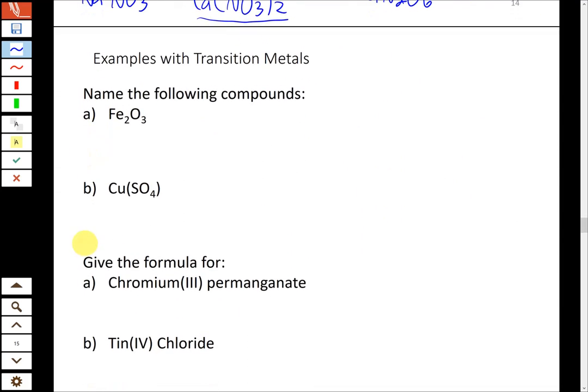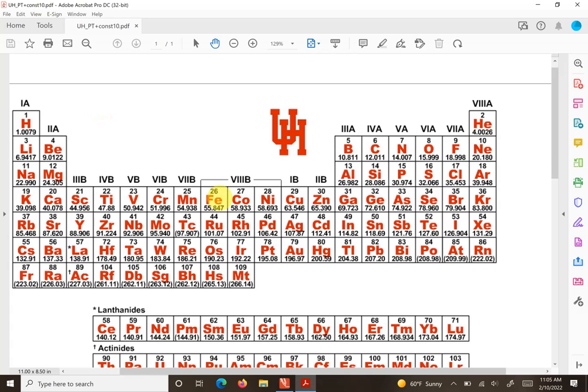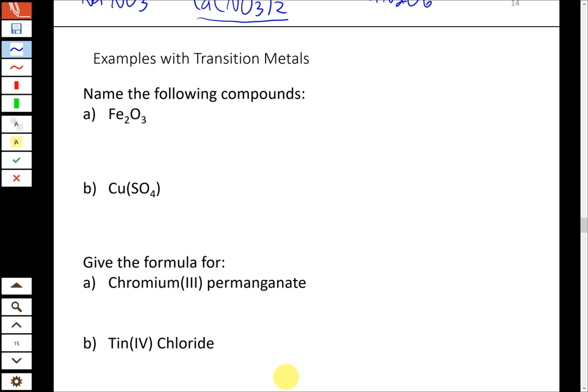Okay, so let's just give a few examples then with transition metals and polyatomic ions. So if we have Fe2O3, we have to first figure out how to name the compound. Fe is one of our transition metals here. So if we're going to name this compound, we have to include the charge of the metal in parentheses to tell us what that is, because again, these transition metals can have more than one possible charge. So just naming the metal is not going to give us information about that.